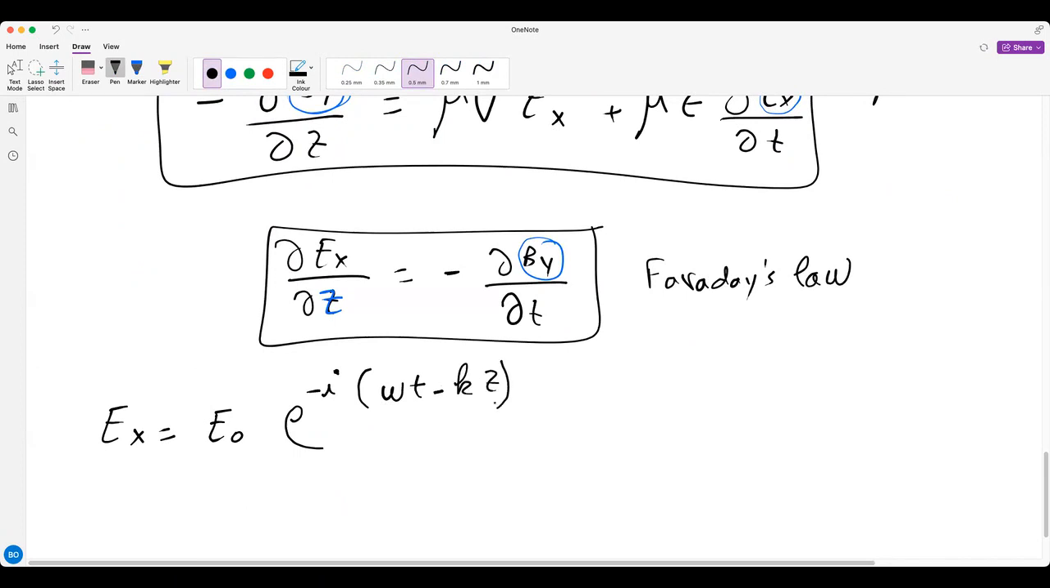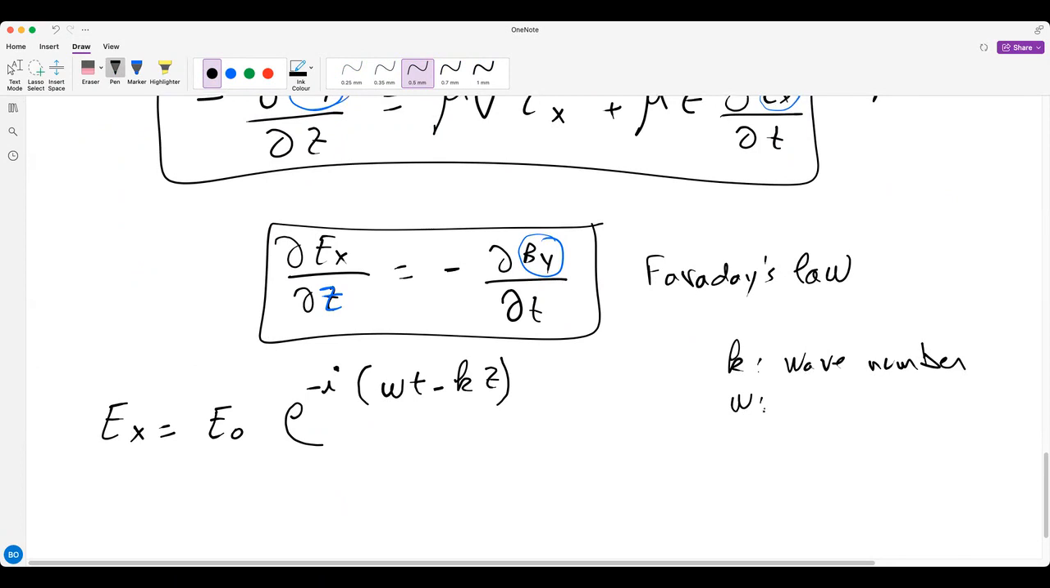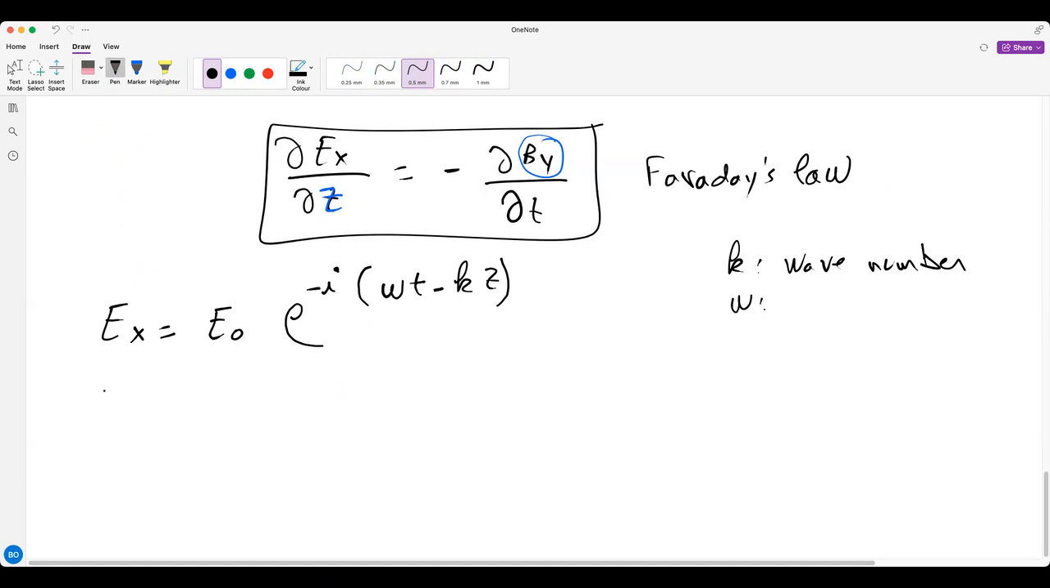This we have already seen in electromagnetics in ECEN370. We have seen also in physics 207 in electromagnetic waves, and we have seen also in physics 222 that's a general wave. It has this formula, and so k is the wave number, and omega is the angular frequency that we all know. And the same thing, By can also be b0 exponential minus i omega t minus kz.